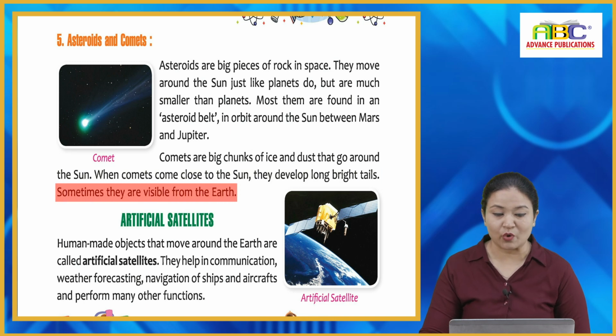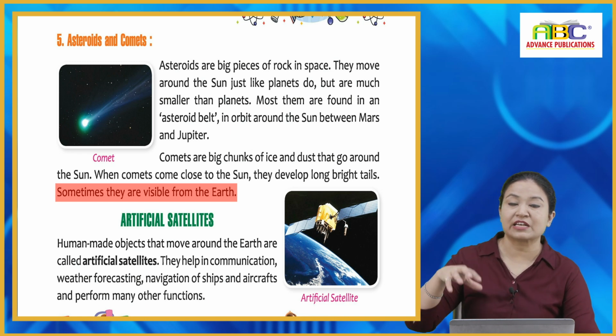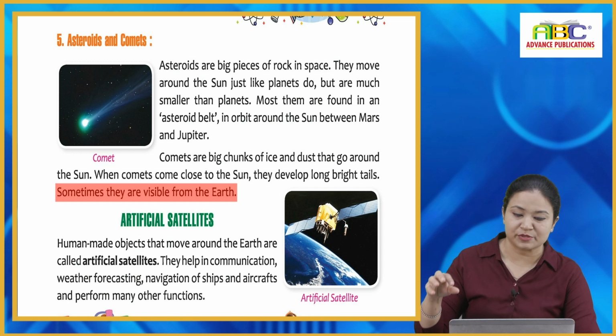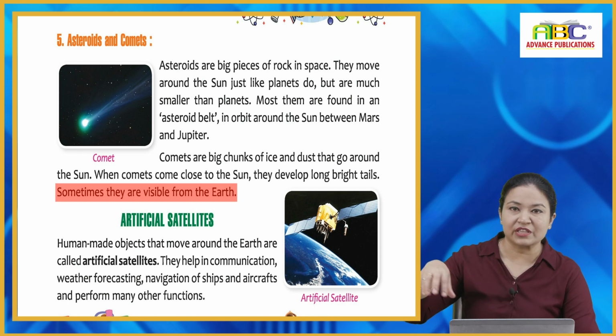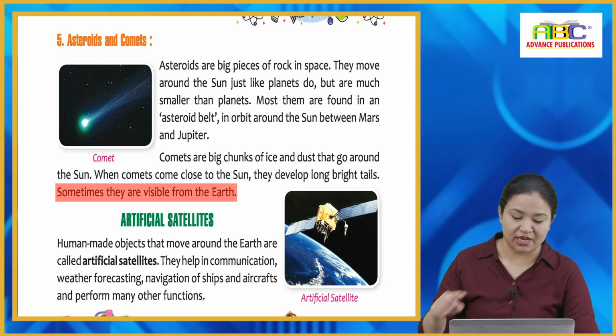So we will know about what are asteroids and what are comets. Asteroids are big pieces of rock. They travel in the space. They remain in the space. They remain between the planets and they remain everywhere. Comets are big chunks of ice and dust and they go around the sun.